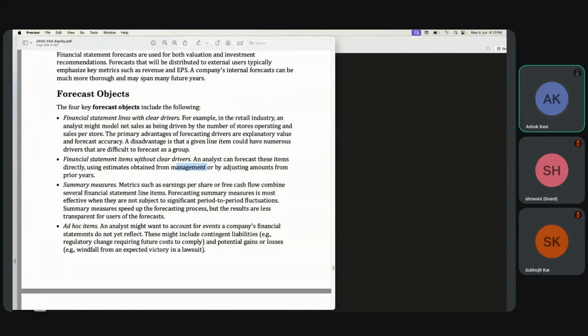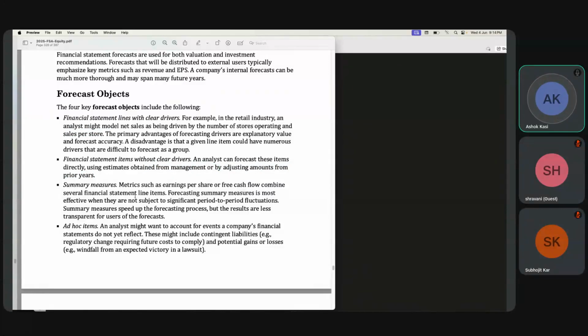That is not a clear driver because these are all indirect stuff, whereas operations, number of stores, and sales per store are clear drivers. That means clear numbers. Similarly, many other companies will give the order book that they are getting, or an automobile company will say how many cars they are selling. Such reports are direct ones, and these others are indirect. That means basically this is telling you about what is happening around.